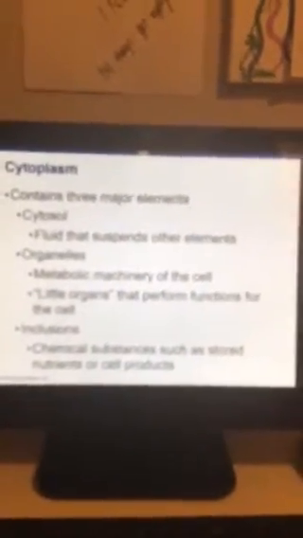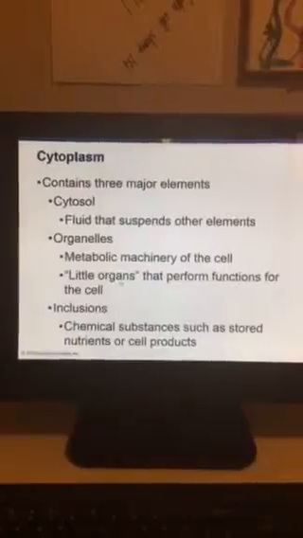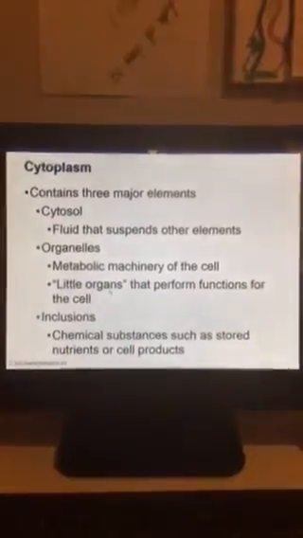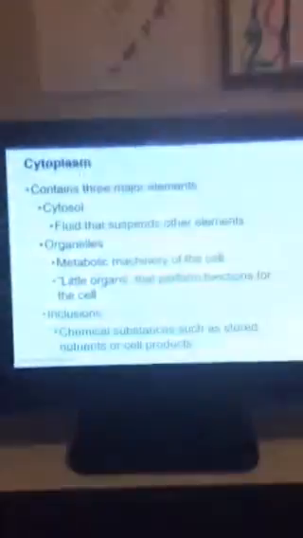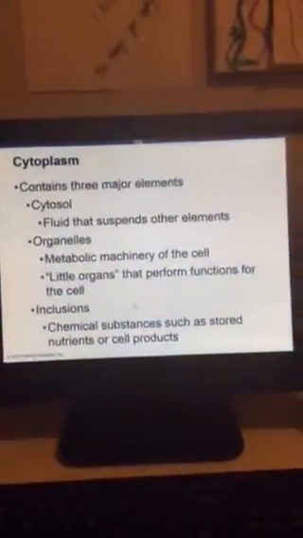Which are the floaty things in the goop. They're actually little organs, kind of like little stomachs and little hearts and little lungs. And then there's inclusions. These are nutrients that are not dissolved in there, not dissolved in the fluid. They're kind of like little floaty things.